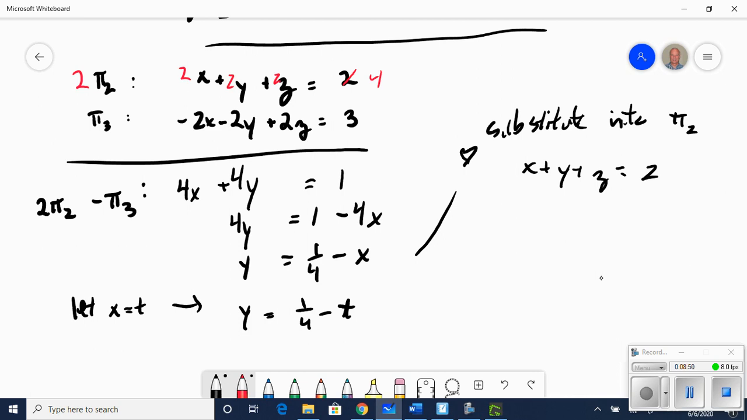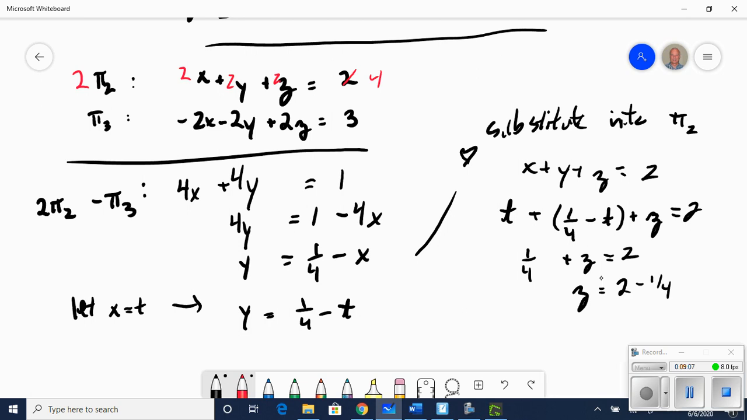Well, x I know is t. Y I just found to be 1/4 minus t. And z will be just that. Plus z equals 2. Z equals 2 minus 1/4, or z equals 7/4 down here.